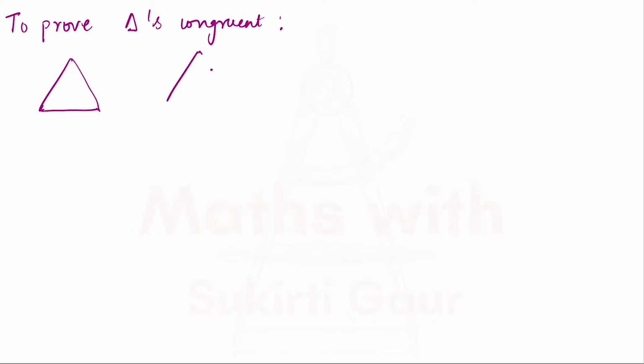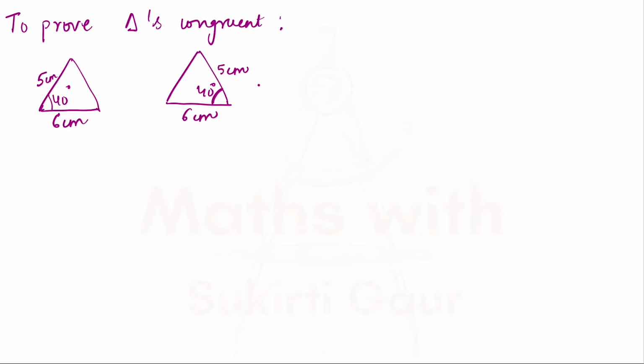To prove triangles congruent, we have certain criteria, we have certain theorems. We are going to learn about them. So if there is a triangle and there is another triangle, let's suppose only two sides are given, 5 centimeter, 6 centimeter, 5 centimeter, 6 centimeter. Only these two are given, and also we have been provided with the angle. Let's suppose the angle is 40 degree. Here also the angle is 40 degree.